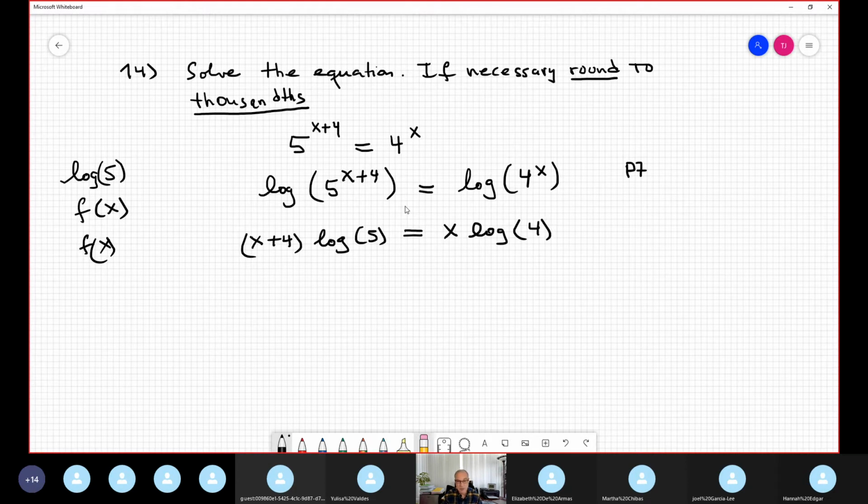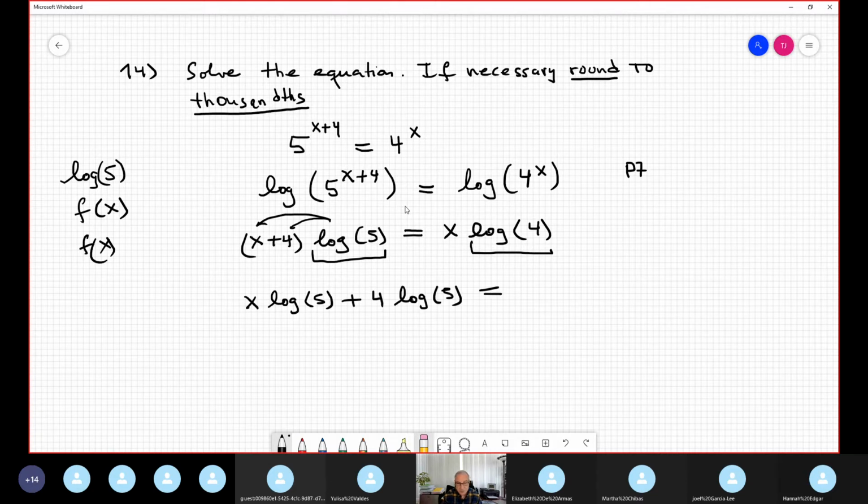Okay, my goal is to solve for x. So I apply the distributive property. You consider that this is just a number, and this is just a number, and you multiply this times this, and this times that. So x times logarithm of 5 plus 4 times logarithm of 5 is equal to x times logarithm of 4.